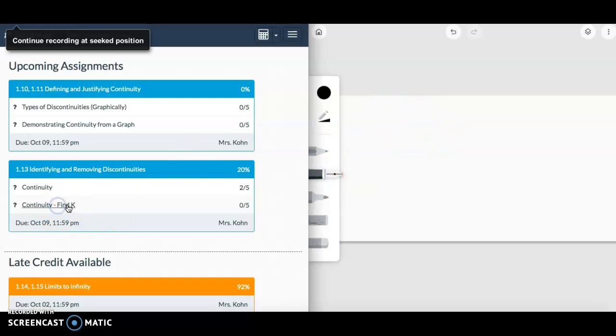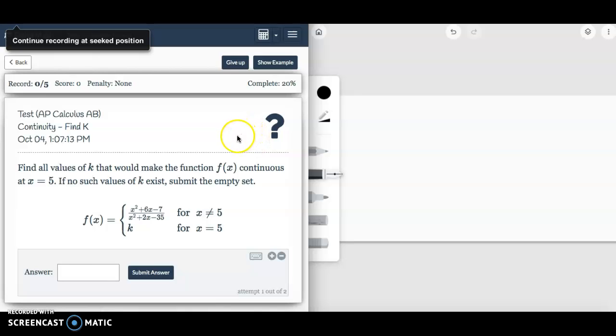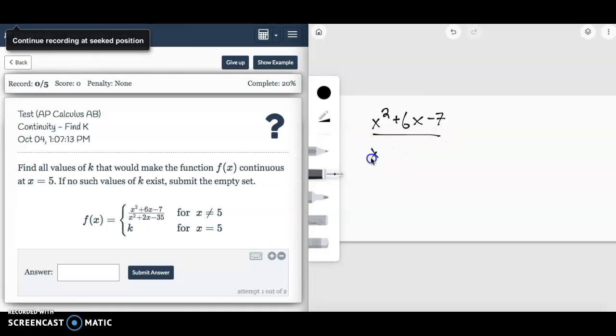Okay, so we're doing another type of problem here. In this problem, we are going to find all values of k that would make this function continuous at x equals 5. So basically the goal is that we would like to set the two values equal to each other. We want everything to be equal. So x squared plus 6x minus 7 over x squared plus 2x minus 35 equal to k. And I want this to be true when x is equal to 5.